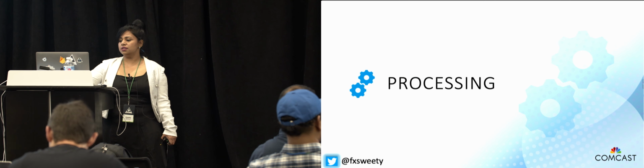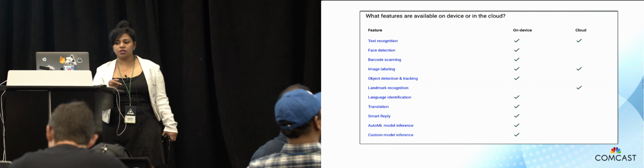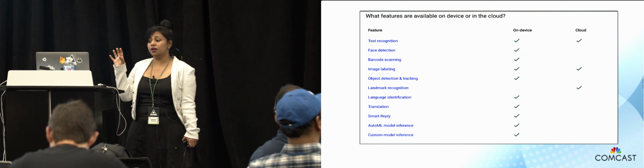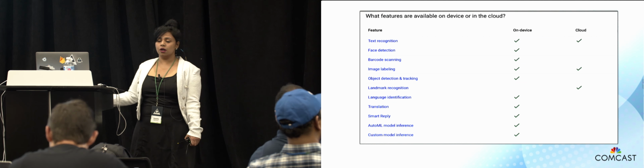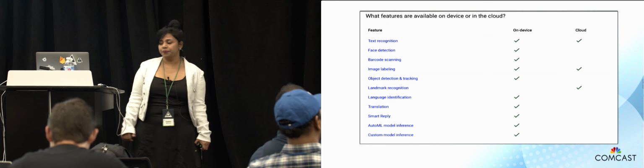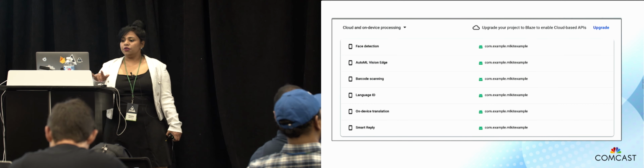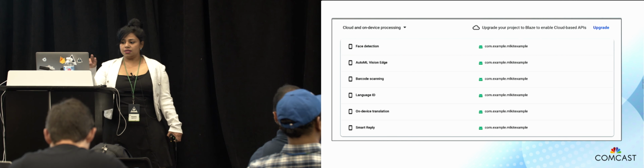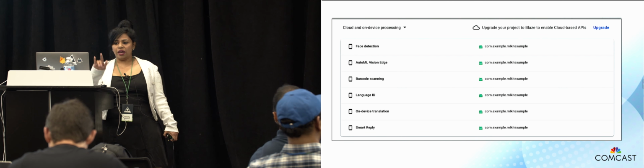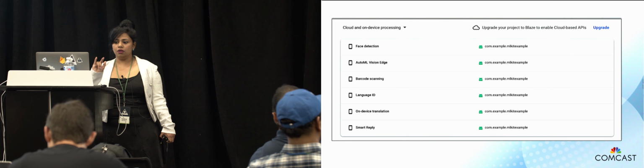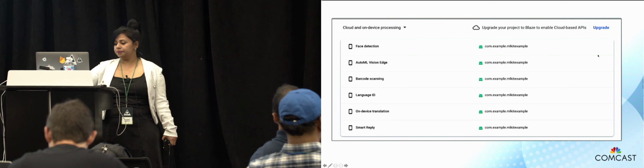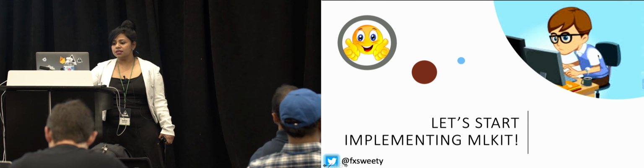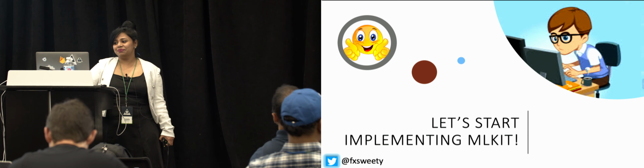To check the processing, here is the list of processing they've given, so you can compare which is done on-device and on-cloud. For certain on-device or on-cloud processing, you might have to upgrade. Here you can see the Firebase console is giving me my app ID, and it's showing where it is running, like all the features which I implemented. And also, if you want to upgrade to cloud-based, you can upgrade it. So with all this, now let's go and start implementing ML Kit.